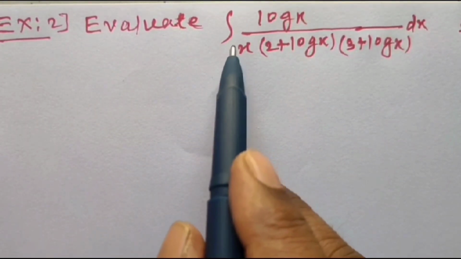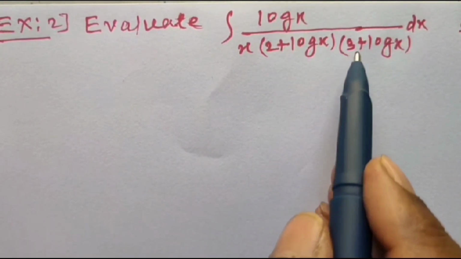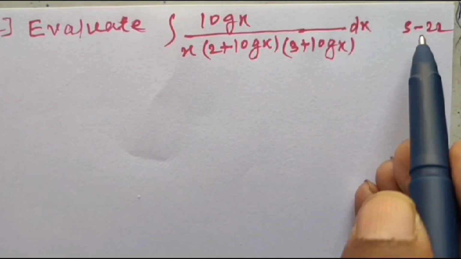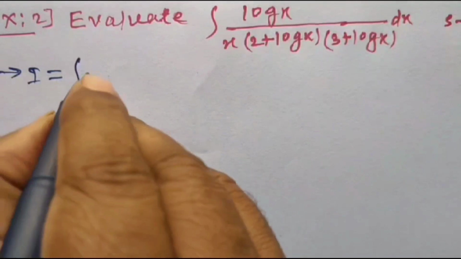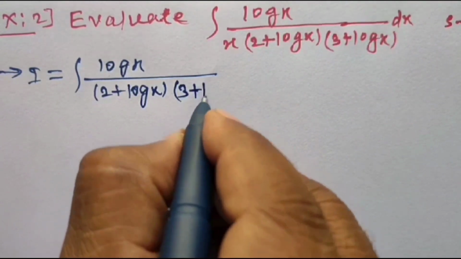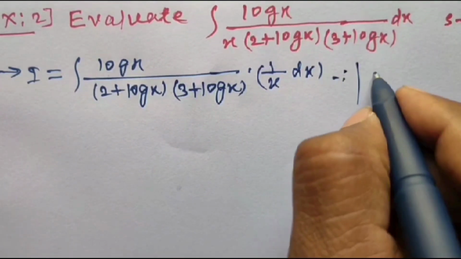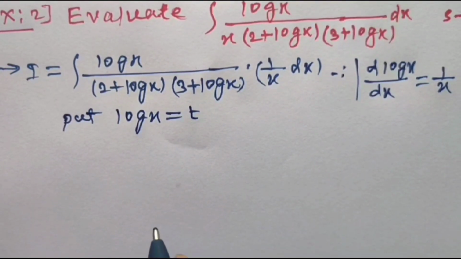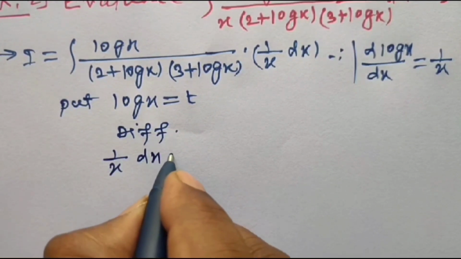Evaluate the integral of log x divided by x into bracket 2 plus log x, in second bracket 3 plus log x, with respect to x. This sum appeared in summer 2022 for 4 marks. So rewriting the integral, we can write I is equal to the integral of log x divided by 2 plus log x into bracket 3 plus log x into 1 upon x dx. But you know the derivative of log x is equal to 1 upon x. Hence, substitute log x is equal to t here. Differentiating this, we get 1 upon x dx is equal to dt.